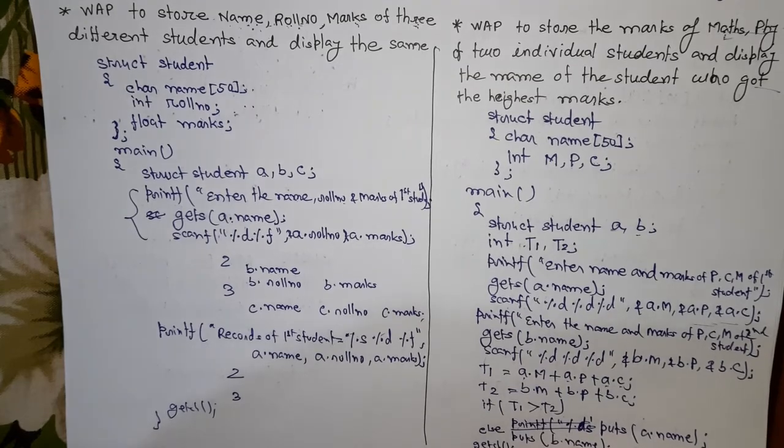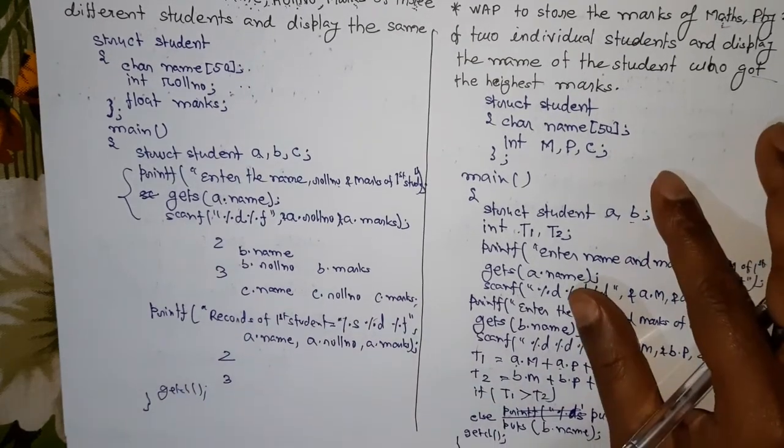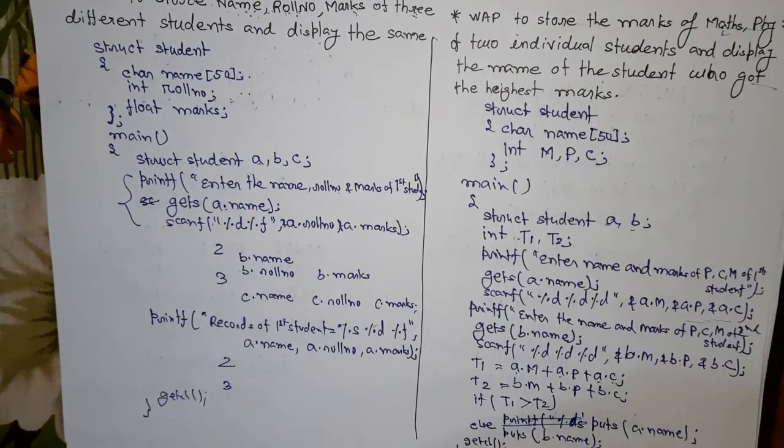Lastly, getch and finished. This is the simplest program of structure: whenever we need to store the data elements against every entity, and all the data elements are not of the same type, you'll have to use structures.